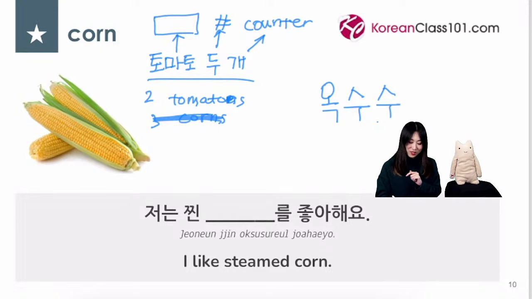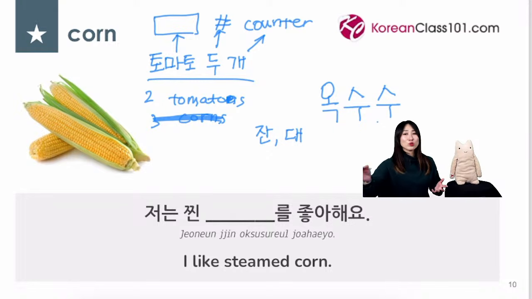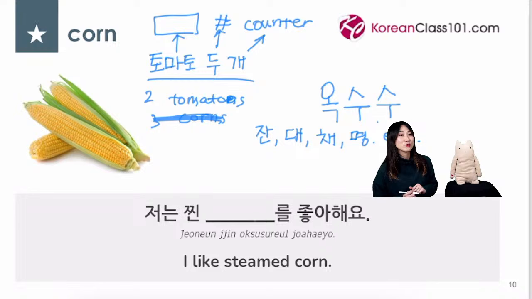You use, remember, 잔 when you count drinks. Or 대 when you count some big electronic stuff like car or fridge. Or when you count house or building, we use 채. Or when you count people, 명, etc. So this is a rule. So please remember the way we count things is slightly different from English.